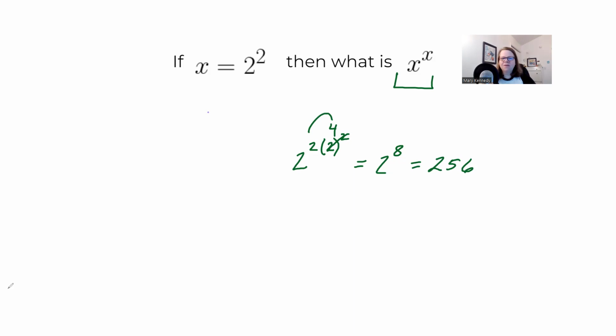I suppose there are other ways to do this. You could say 2 squared is 4, raised to the 2 squared power is 4. It's 4 to the 4th.